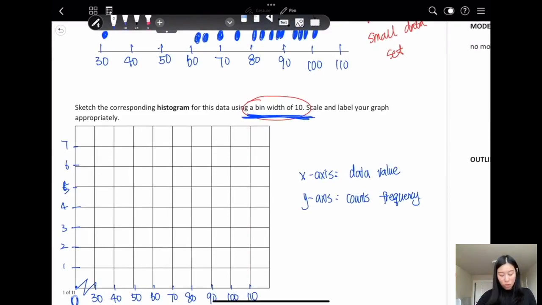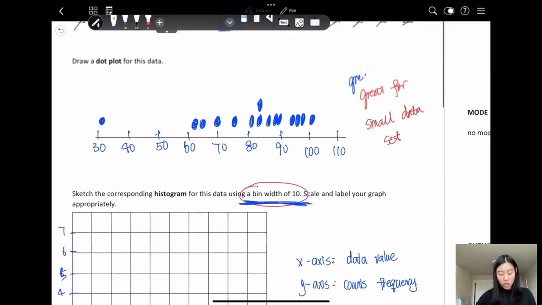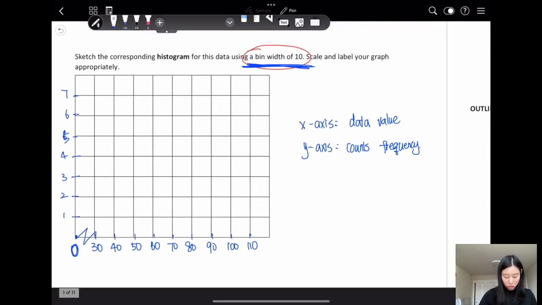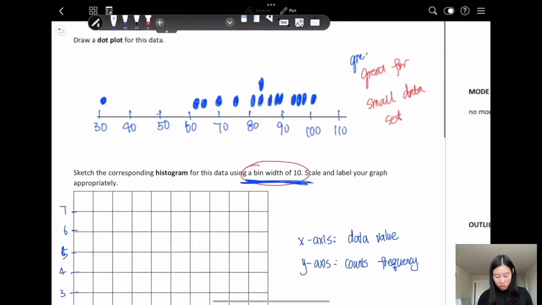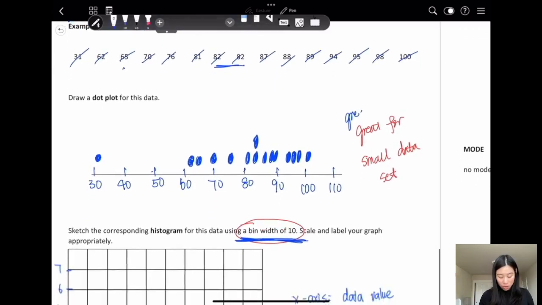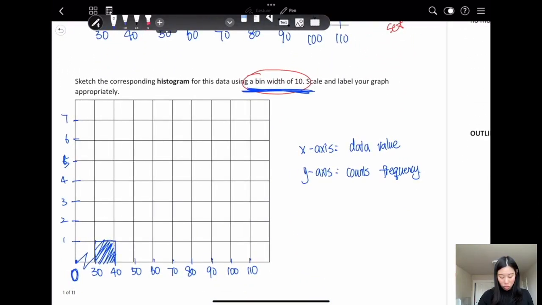From 30 to 40, we only have one data point, right? So what you would do is you jot down 1. And then let's look. From 60 to 70, we have 62 and 65. So we will draw 2, it occurred twice in this interval.